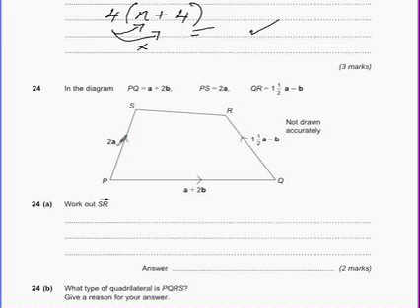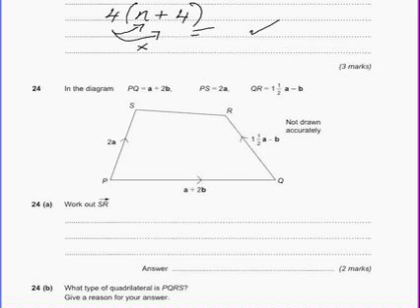Now notice with vectors, you have to be aware of the arrow. If I'm going from P to S, the direction is upwards, so it's a plus 2a. If I was going downwards, let's say I was going from S to P, then my vector would be minus 2a because I'm going in the opposite direction. But I'll explain that to you properly later as I'm doing the question. And finally the last one, it says Q to R, so Q to R is 1.5a take away b, just like it shows here. The first part of question 24a is to work out S to R.